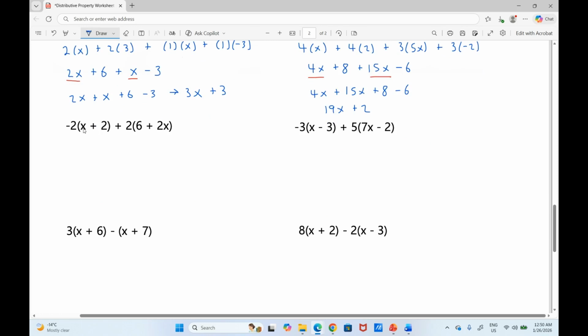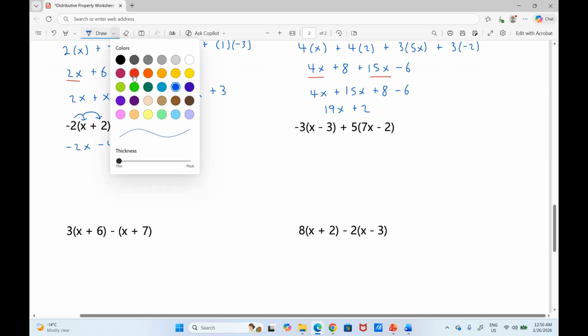Okay, some more examples here. I'm going to, once again, apply the distributive property to these and then collect the like terms. So in this case, I have negative 2 times x is going to be negative 2x. Negative 2 times positive 2 is going to be negative 4. Plus 2 times 6 is going to be 12. And then 2 times 2x is going to be 4x.